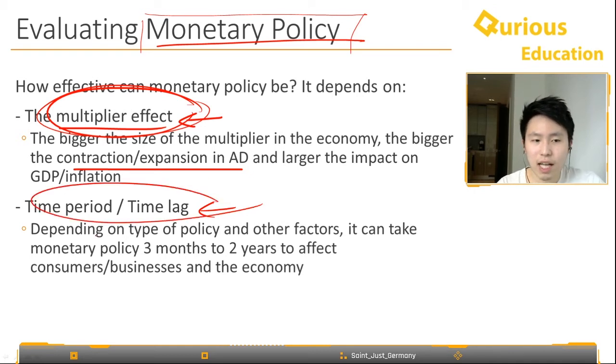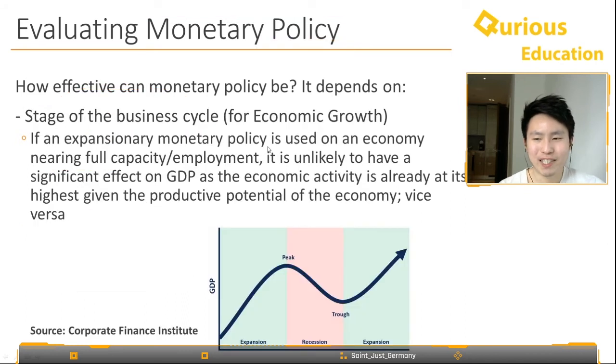And we've also got the time lag as well. So the time lag is always a very good evaluation point within exams, and also to consider. In general, even if the government does decide to decrease interest rates to stimulate the economy, it might take up to 3 months or even 2 years before there is an actual impact on consumers and businesses. That's what research has shown us so far.